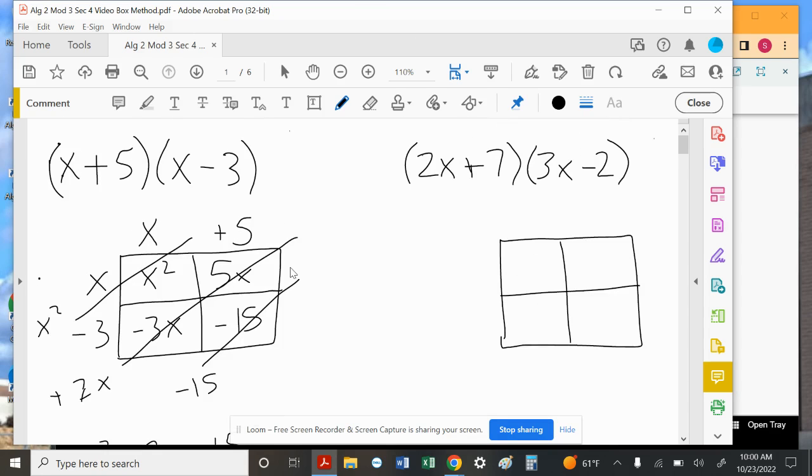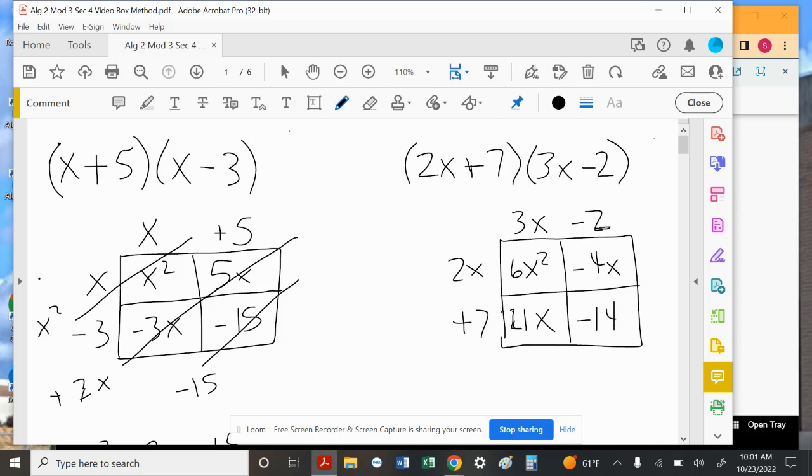We're going to also see it when it gets a little bit more complicated. I'm just going to change this around a little bit, right? So I said it doesn't matter where you put them. So I'm going to put the first one on the columns and the second one in a row. So I'm going to kind of set it up this way. So now I have 3x times 2x, which is 6x squared. I have 3x times 7, which is 21x. And then I have 2 times negative 2, which is negative 4x. And then I have negative 2 times 7, which is negative 14.